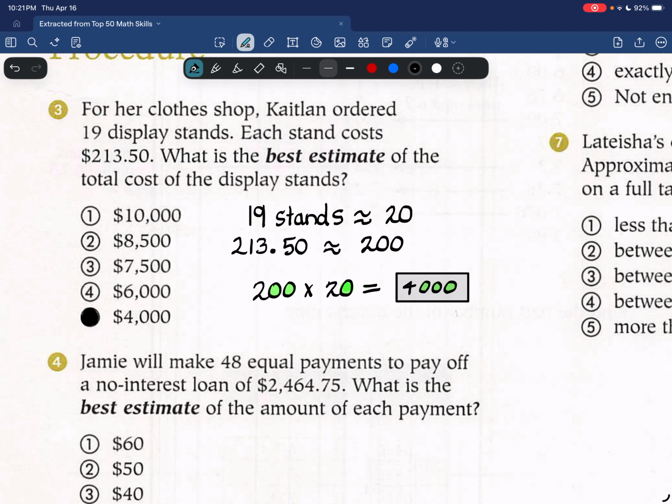Now, since I have rounded down on my dollar amount and up on my stands, this is going to be pretty close. It shouldn't be too much of an over or under estimate. I'm thinking about $4,200. So this is a good estimate. It's a tight estimate. It's close to the actual amount.